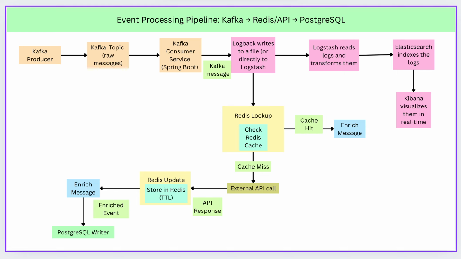Hi everyone, today I will walk you through a real-time data pipeline designed to consume events from Kafka, enrich them using Redis and external APIs, and finally persist the enriched data in PostgreSQL. We are using Java and Spring Boot at the heart of the system.